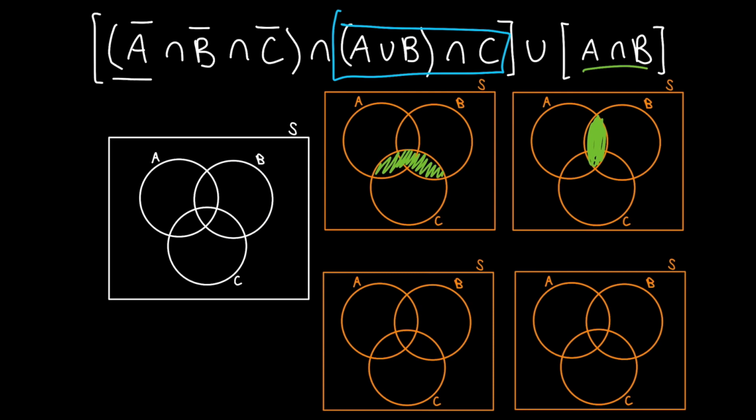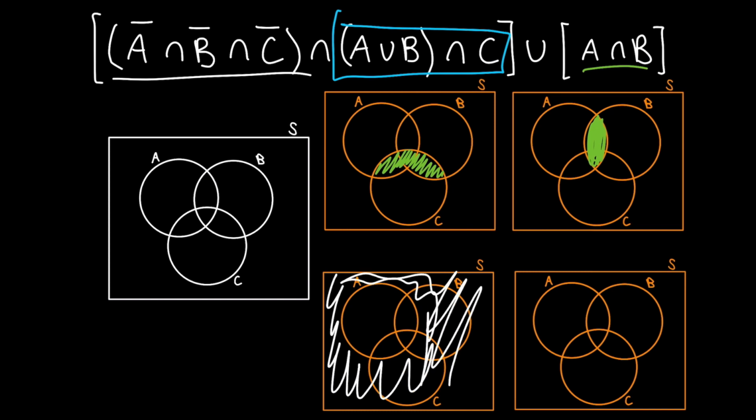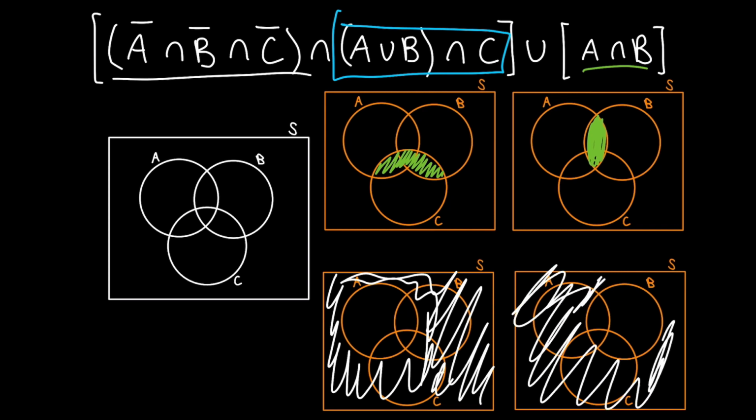And now we'll go ahead and tackle that component, which is not A intersection not B intersection not C. So we'll go ahead and do it like this. Everything that's not in A is everything that's not that. So that's going to be all of this space. Everything that's not in B would be all of this. You can see I'm leaving out B, I'm leaving out A.